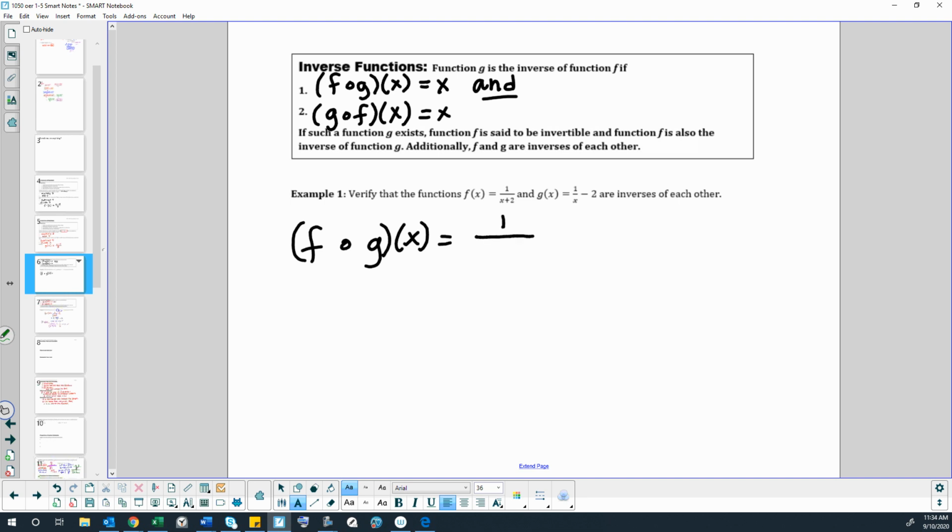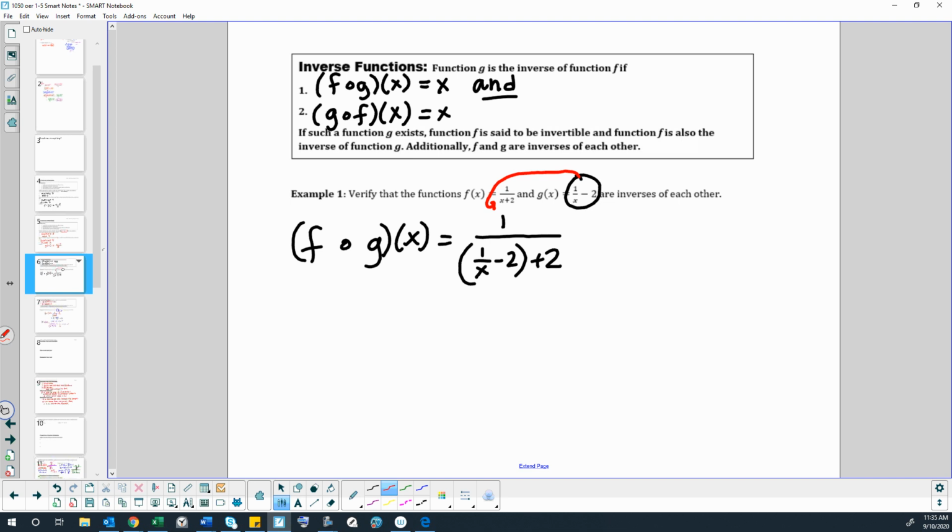So we're going to go 1 over x minus 2. So that's g plugged into the x value in f, and then add 2. Wait, that should be a plus 2. Getting lost. I'm trying to change colors, I think, and it's not working. We're taking this and plugging it into that x value right there, and we get this, correct?